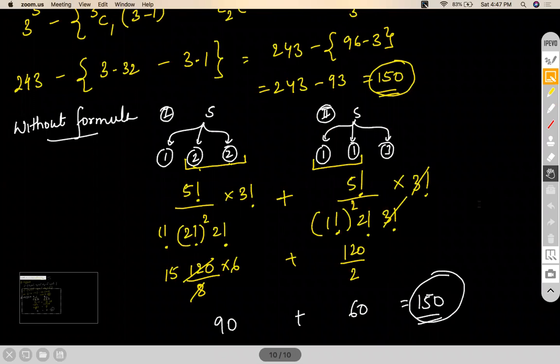That is what, Aditya, that is what the problem is. That will create too many cases. And that may also create overcounting sometimes.